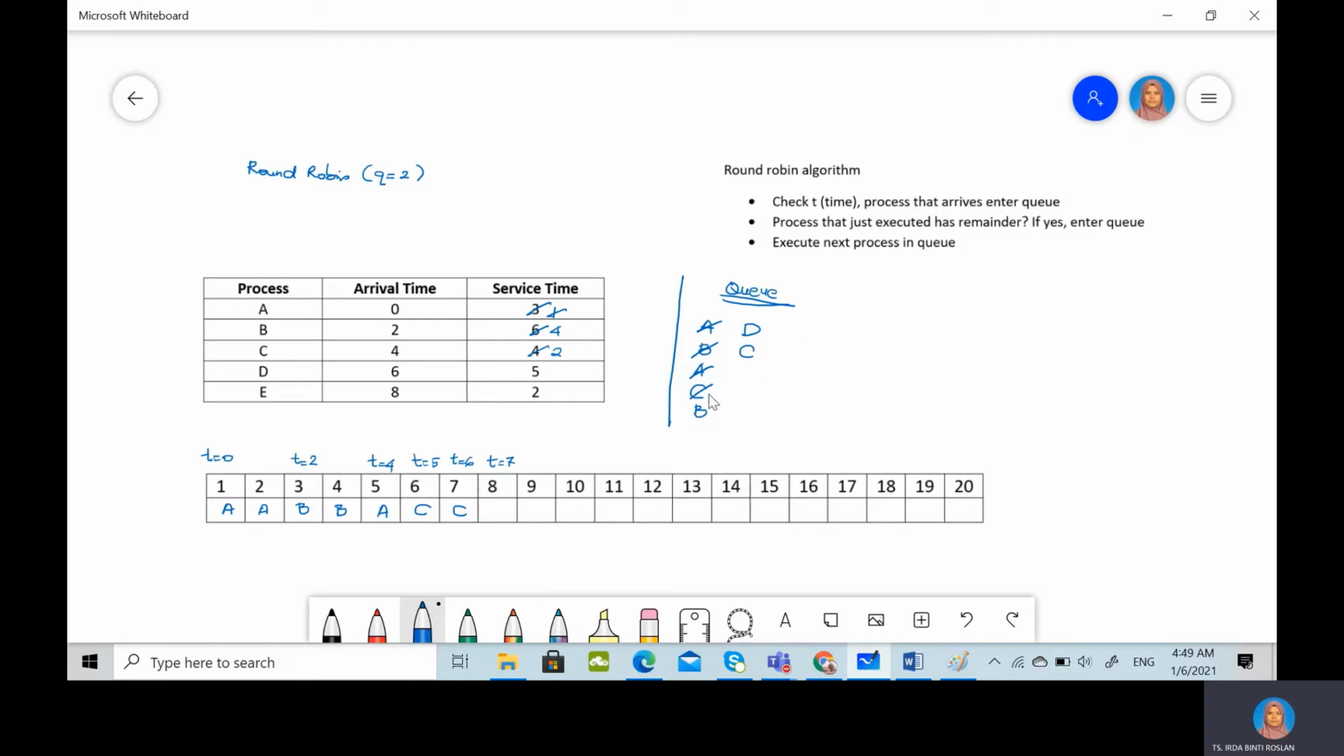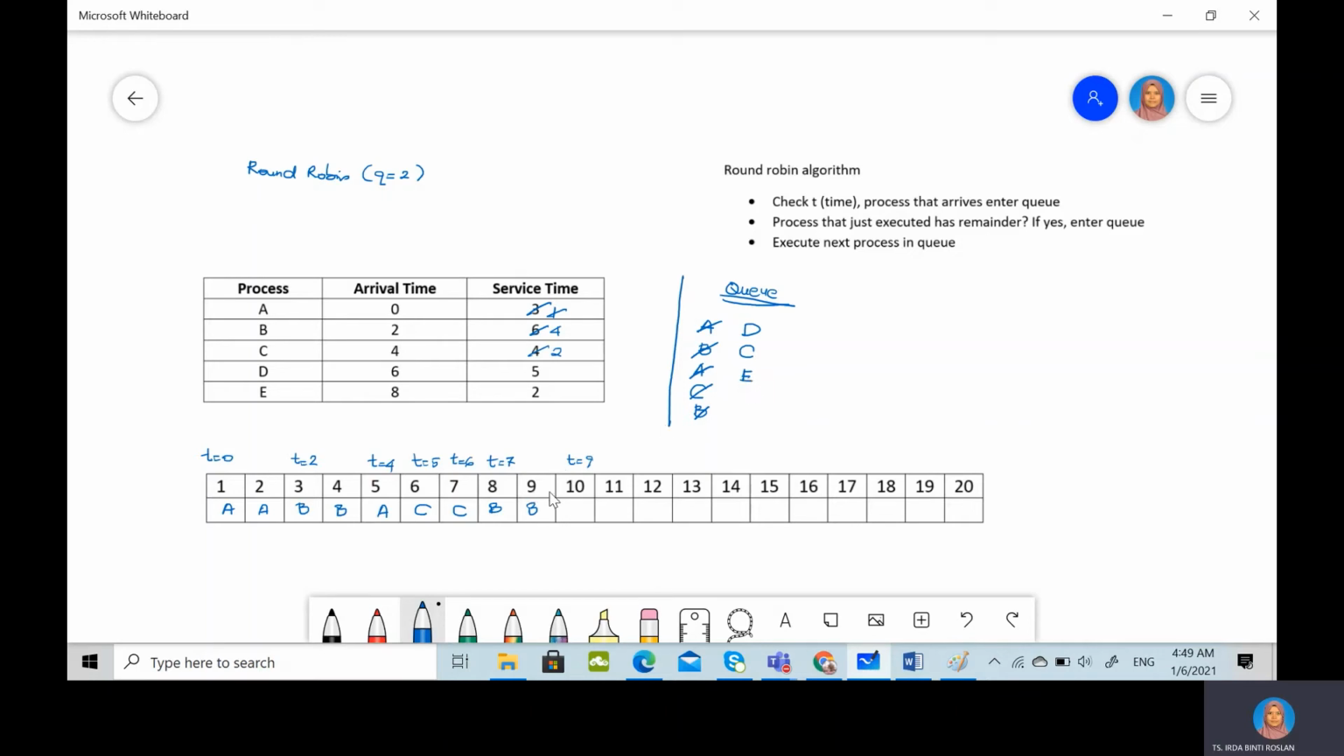Alright, next we run B. Okay, we run B. B has 4, so we run 2 of it. B, B. Remember, after you execute, you check for the time. So this is T equals to 9. At T equals to 9, the new process has already arrived. Okay, E. So put it in Q.